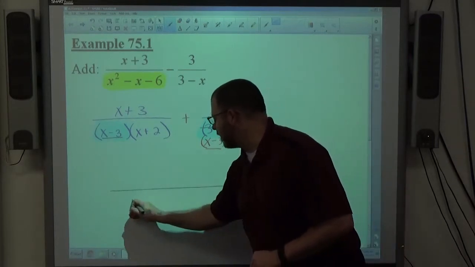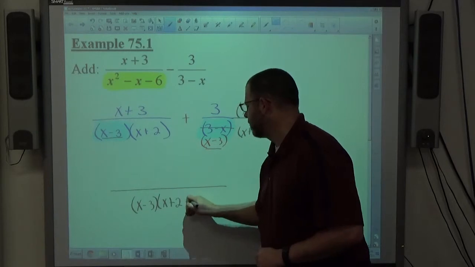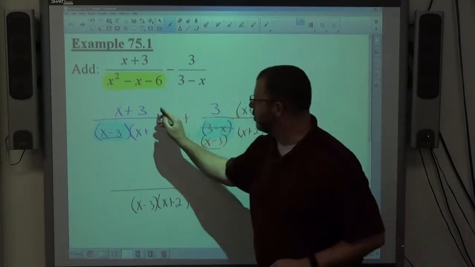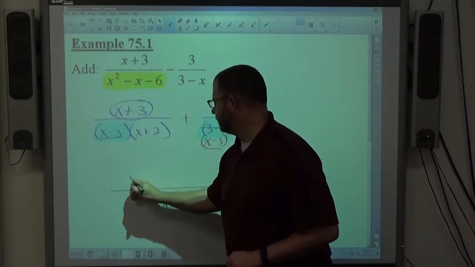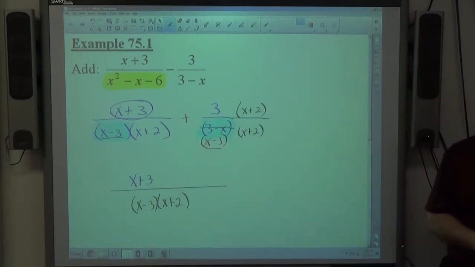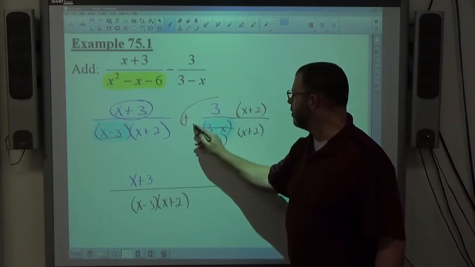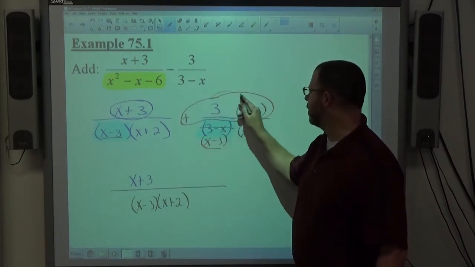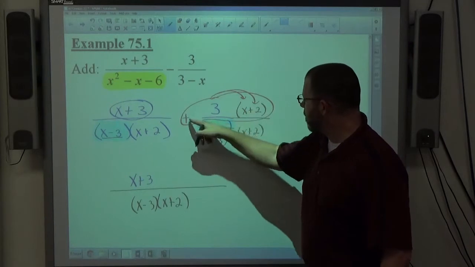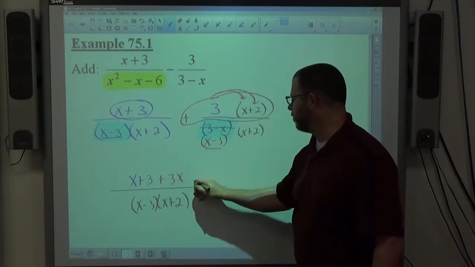So if I just create that denominator, x minus 3 times x plus 2, the first numerator is just x plus 3. We didn't have to do any modifications to that because it already had the common denominator we wanted. The second numerator has a positive 3 being multiplied by x plus 2, so I'm going to distribute positive 3 times x and positive 3 times 2.